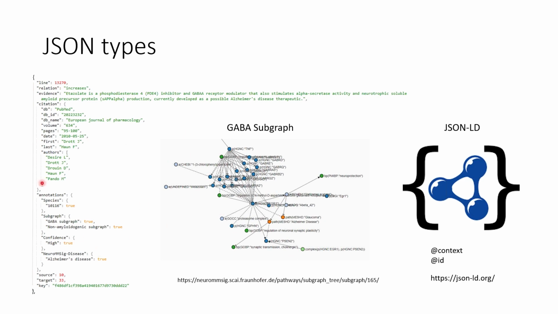For example, here, this is actually taken from the knowledge graph, from the subgraph from NeuroMMSIG that we showed in one of the lectures. So pathways that are related to Alzheimer's disease.